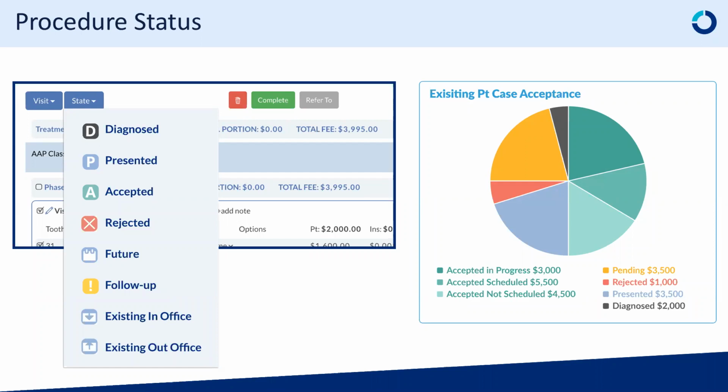So the second stage would be presented. So you present that case to the patient and you're still waiting on a response. So that would be presented. Then you have accepted, which obviously means the patient said yes to. Rejected is for anything the patient has explicitly said, no, I don't want to do it.